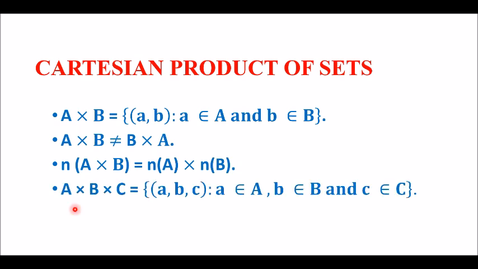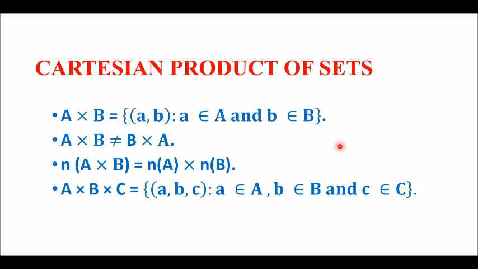Next is the concept of ordered triplet. Here we can see when 3 sets are multiplied as a Cartesian product A cross B cross C, it is a set of ordered triplets actually. In the case of 2 sets there are ordered pairs, and here it is an ordered triplet, where the first element comes from the first set, the second element comes from the middle set, and the third element comes from the last set.